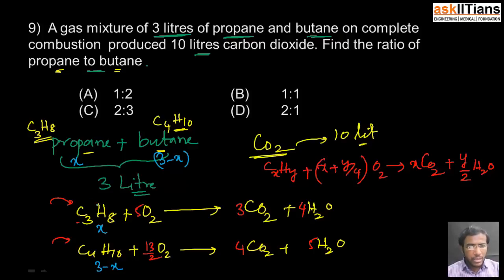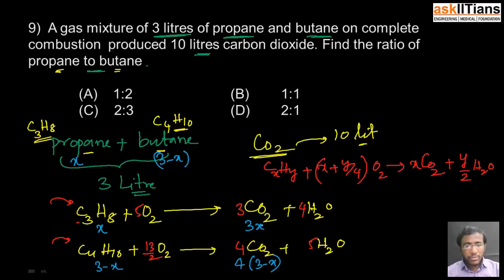So if you see, 1 mole will give you 3 moles of CO2, right? That means 1 volume will give you 3 volumes. So X liters will give you how much? 3X liters. So this is 3X liters, the volume of CO2 produced from the combustion of X liters of propane. Similarly, here 1 volume will give you 4 volumes. So 3 minus X volume will give you 4 into 3 minus X.